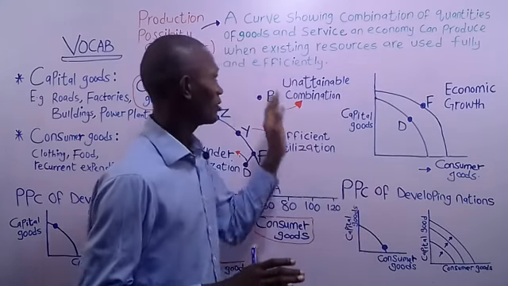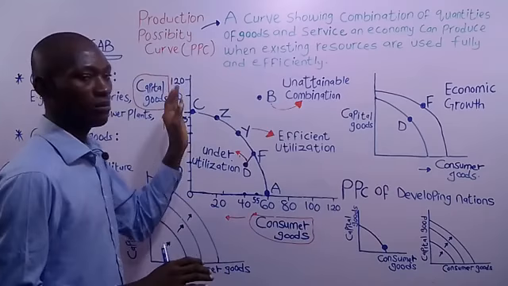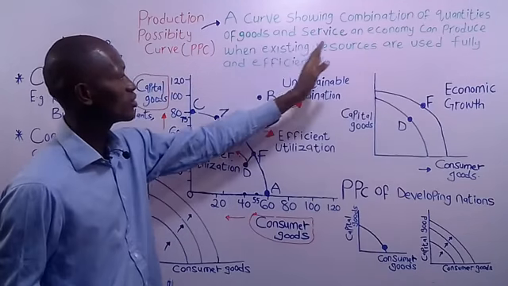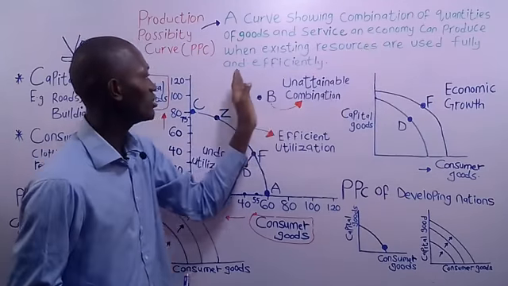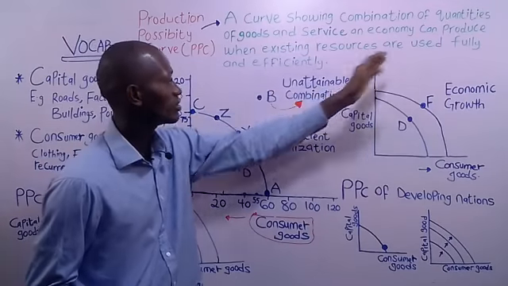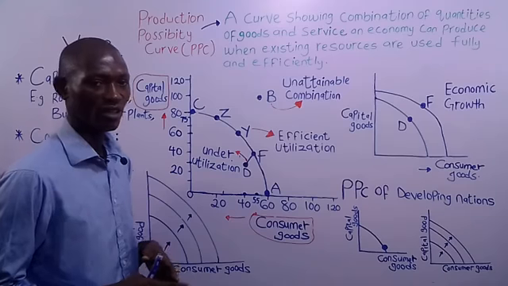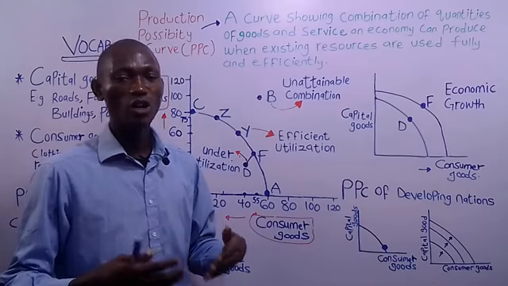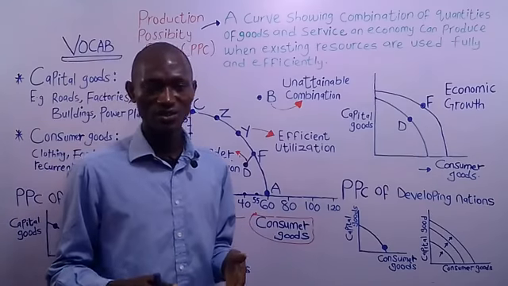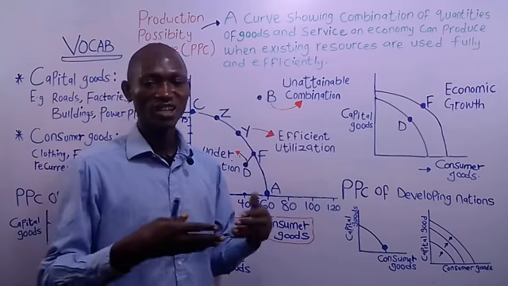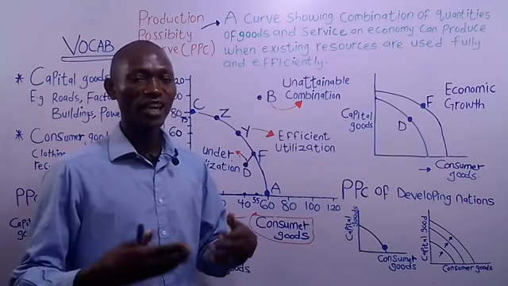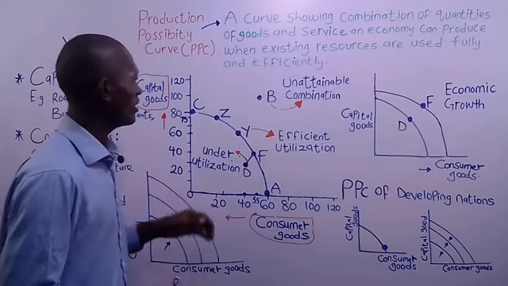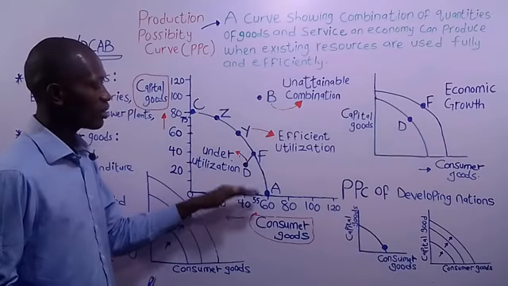So let's talk about the topic for today. Production possibility curve: a curve showing combinations of quantities of goods and services an economy can produce when existing resources are used fully and efficiently. So the production possibility curve is a graph showing combinations of goods and services a country can produce given the level of technology and full utilization of its resources. Now, we have the production possibility curve here.